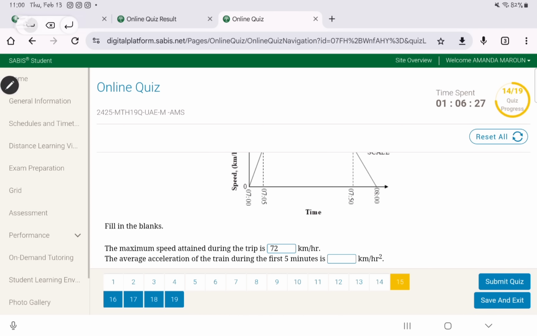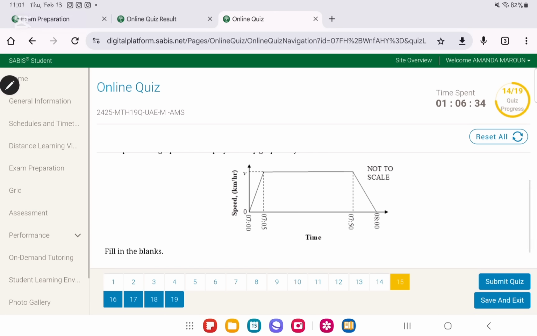So we move on to part B, which is the average acceleration of the train during the first 5 minutes. To find the average acceleration in a VT graph, we're going to do y minus y over x minus x. So over here, you're going to take v, which we found to be 72, and the other one, which is 0. And then the time difference is 5 minutes. If you want to change it into hours, you divide it by 60.